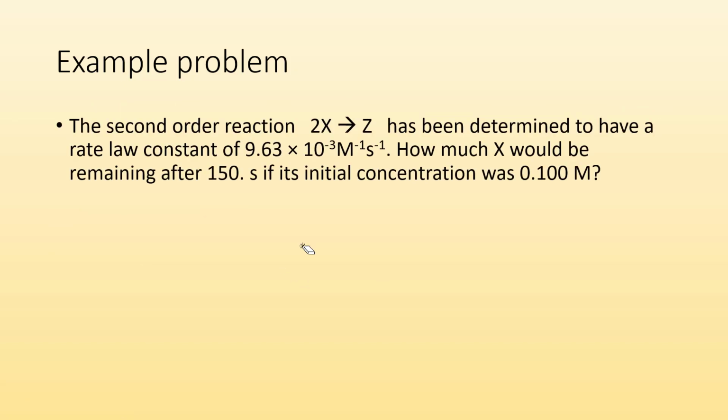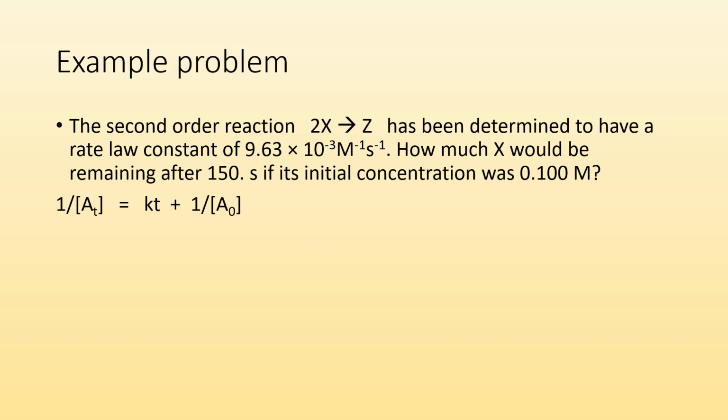So let's try a second order equation. It says the second order reaction 2x makes z has been determined to have a rate law constant of that number, 9.63 times 10 to the minus 3 per molar second. How much x would remain after 150 seconds if its initial concentration was 0.1 molar? So again, start with the second order equation. 1 over the amount at a given time equals kt plus 1 over the starting amount.